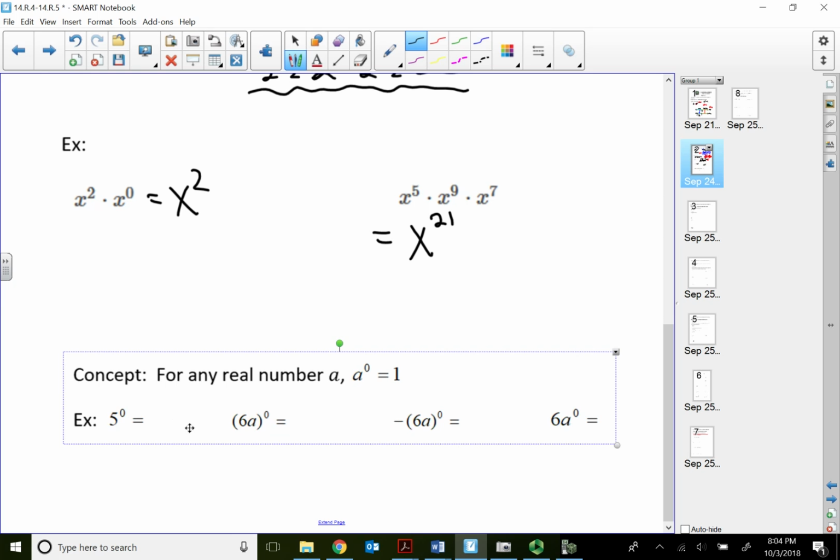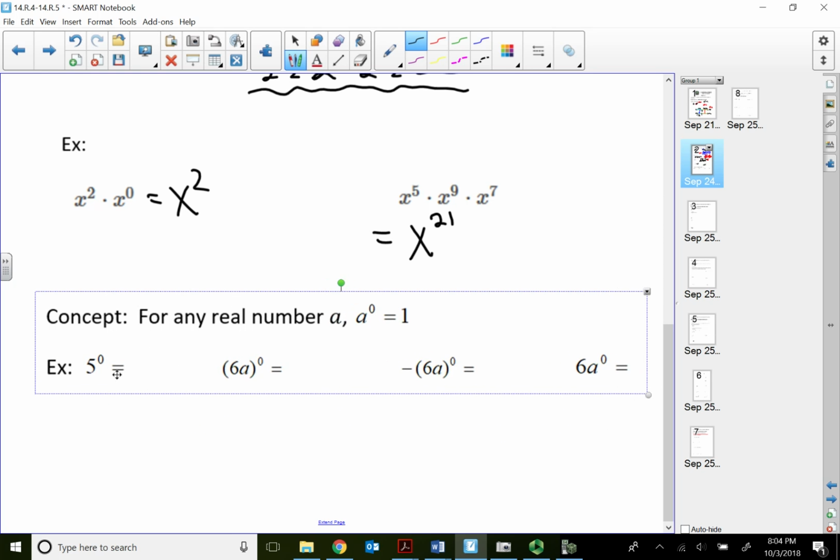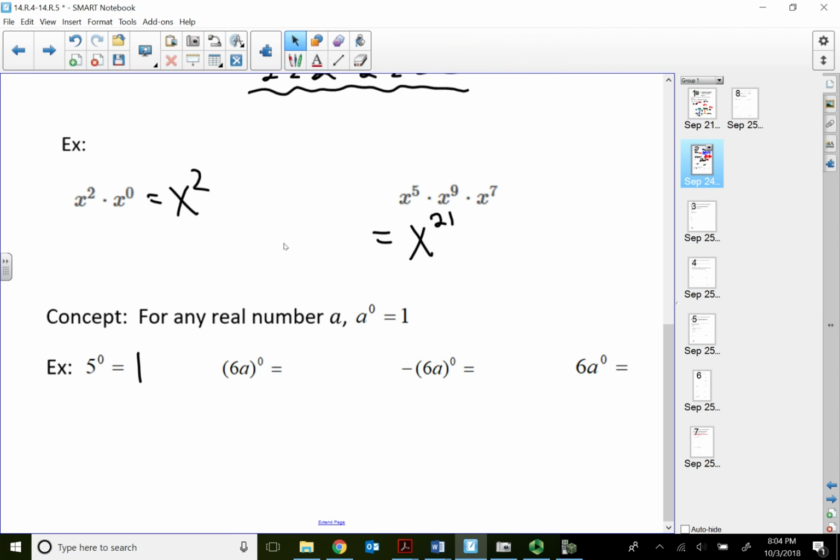Let's train our eyes a little bit on how we should look at the exponent. Find the exponent first and see what the exponent sits on. This exponent 0 is sitting on top of the 5, so anything to the 0 power is always going to be 1. My exponent 0 here is sitting on top of the entire 6a, so anything to the 0 power is always 1.